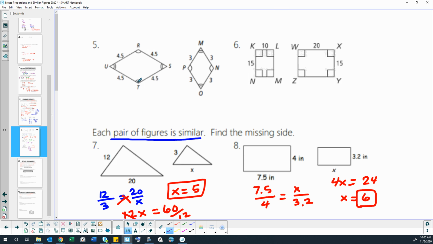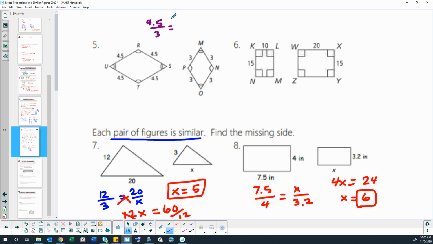Okay, quickly looking at number 5, we have this rhombus and another rhombus that's been turned the other direction. This rhombus shows these two angles congruent to those two angles, and these two angles are congruent to those two angles, and these sides are all the same, and these sides are all the same. So the ratios of 4.5 to 3 are going to be the same. 4.5 over 3, 4.5 over 3, 4.5 over 3. That's going to be the ratio.